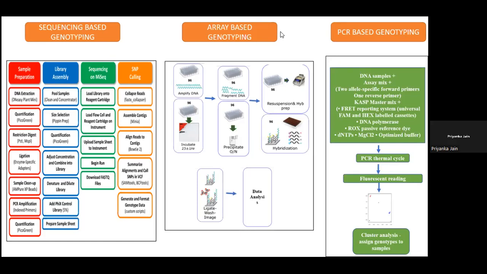Short read sequencing. Actually, the fragmentation is there. This is not a sequencing method. This is an array based genotyping. I'm explaining you. There are three methods. One is sequencing, one is array based, one is PCR based, in which a normal PCR reaction is only performed. Array based genotyping is on an array, which is like a microarray.